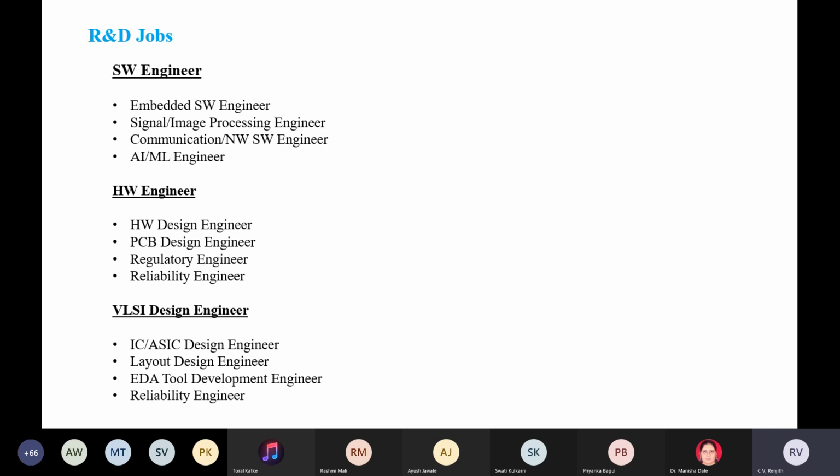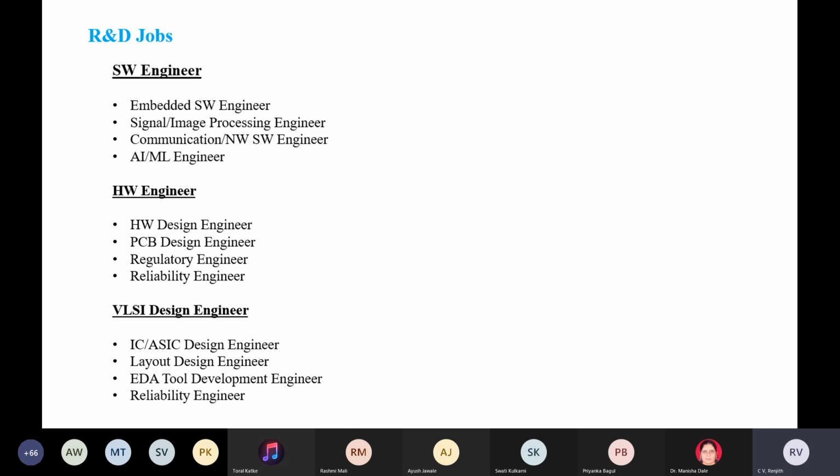And many times, students will say, I want to work in embedded system, or I want to work in robotics, IoT. So that should not be your objective. Your objective has to be very clear, whether you want to work in hardware or software or VLSI design. And you should never be specific to an industry. You should not say that I want to work in medical device or automotive, whatever. That doesn't help you at all, actually. What is more important is what type of job you want to do, whichever industry you go.